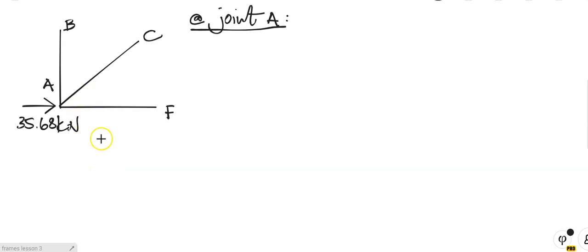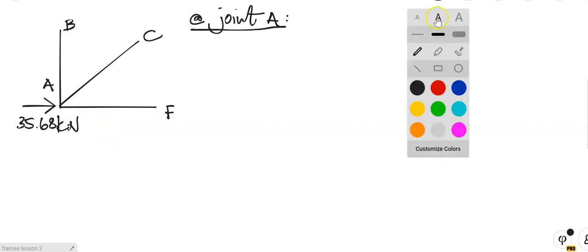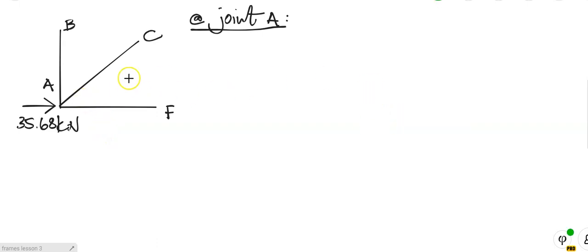Okay, we said AB was in tension. AB was in tension, that means it's pulling away from the joint like so. And AB was 13.91 kilonewtons. I'm going to just squeeze it in here, 13.91 kilonewtons like so. If it was compression, it would be pushing toward the joint, but that's in tension. Okay, so now we need to solve AC and AF.